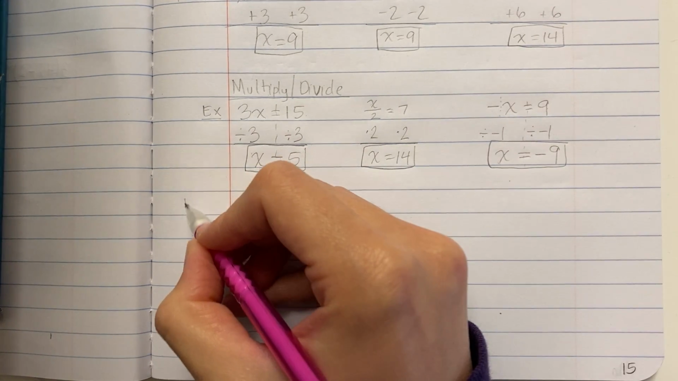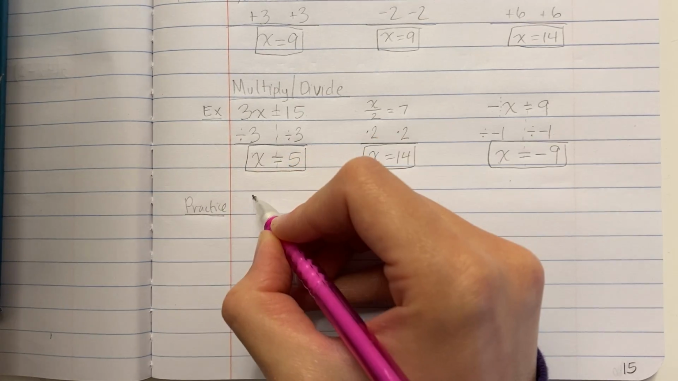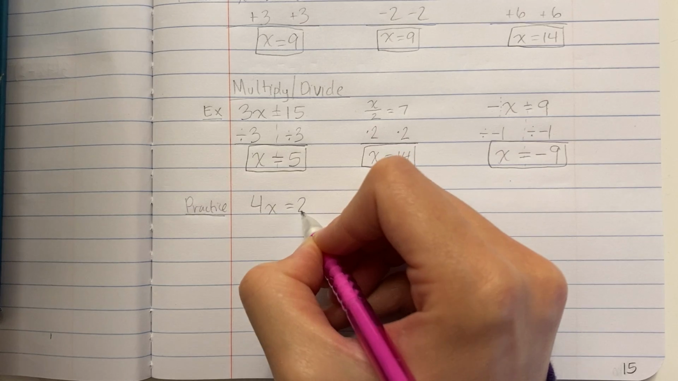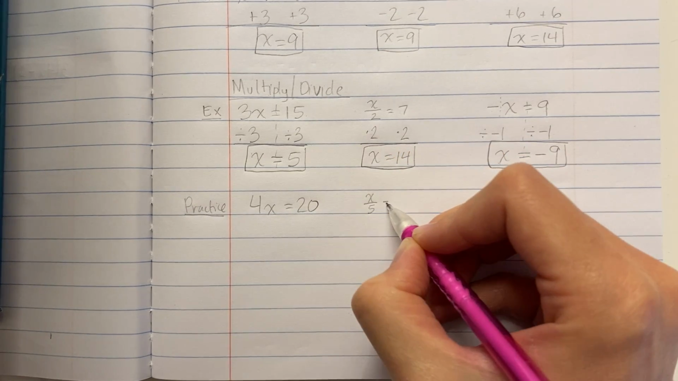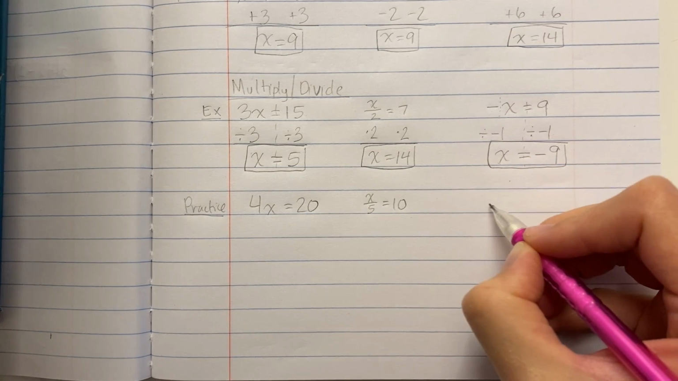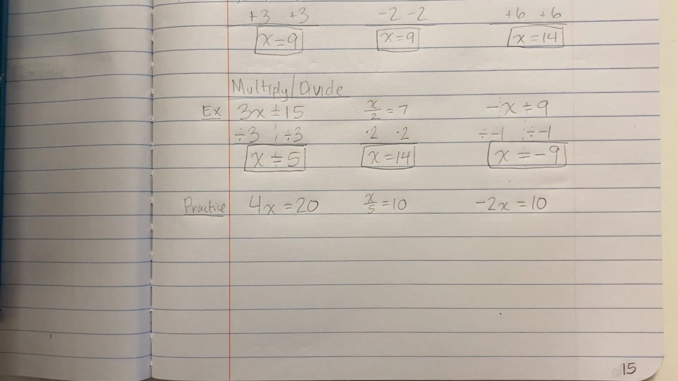Okay, and this is your practice problems. Try this. 4x equals 20. x over 5 equals 10. And negative 2x equals 10. Try those 3.